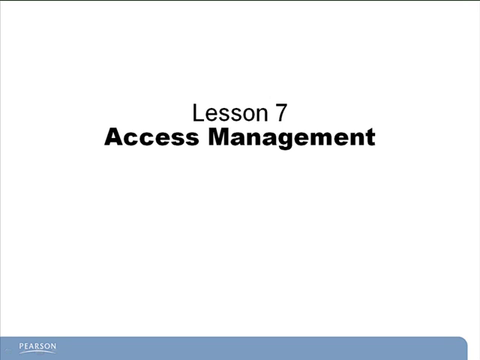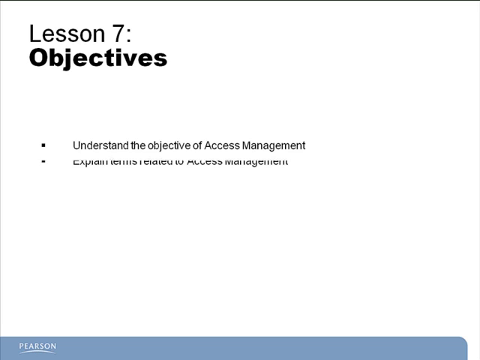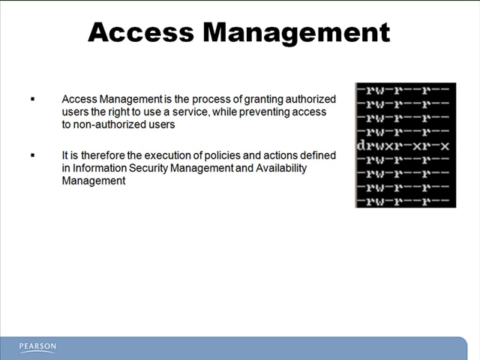Lesson 7 is our short lesson on the access management process, and it has 3 main objectives. First, we'll understand the objective of the access management process, and next we'll explain some access management related terms, and we'll wrap up with the roles associated with the access management process.